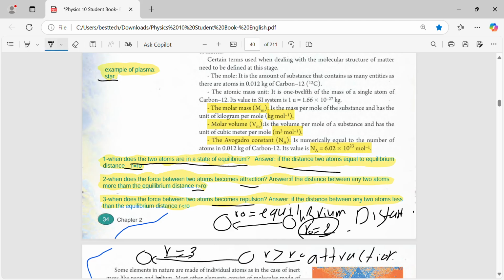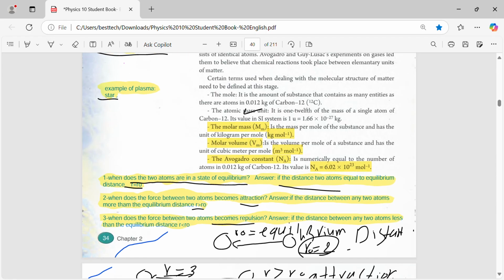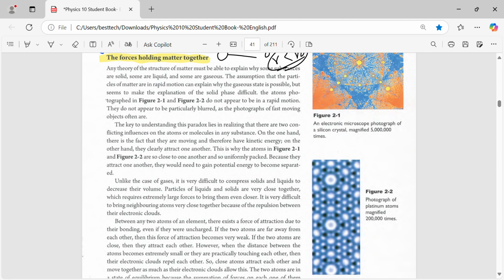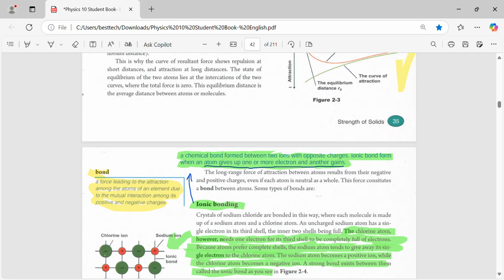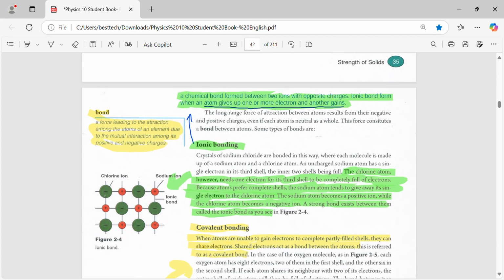Guys, we have some parameters in here. It is written molar mass, M capital, m small, and molar volume. This one I'm going to explain more in the upcoming section. We studied the type of the force, guys. In general, we have the last part of the topic. It's called bond.